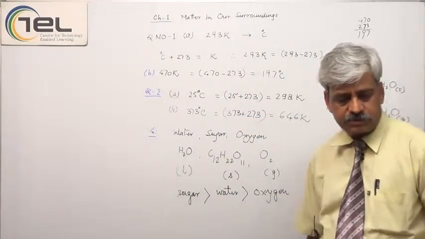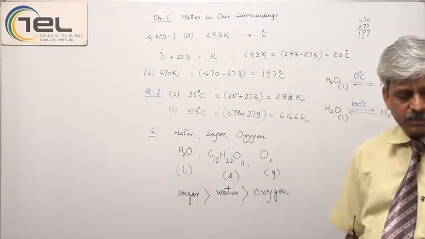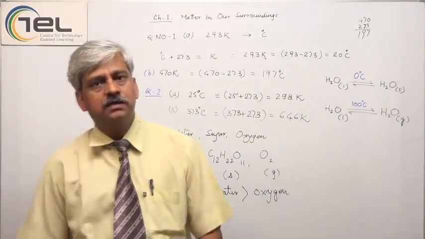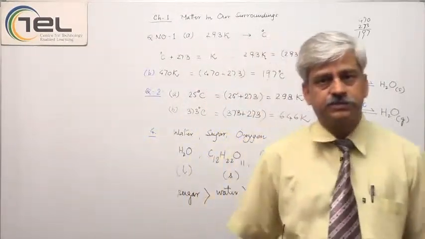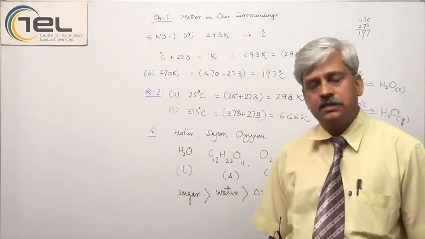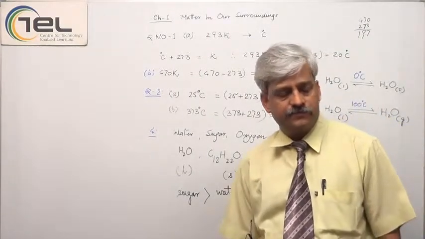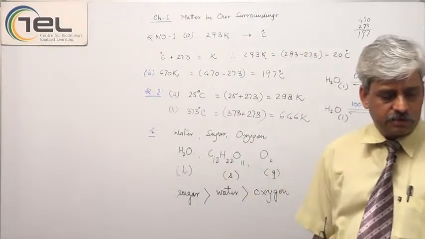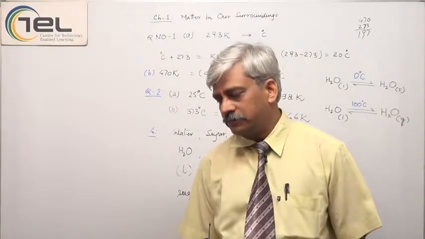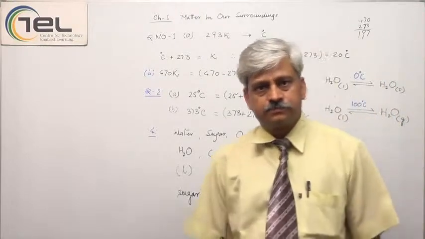Then in question number 6, give 2 reasons to justify water at room temperature is liquid. So we have to give the reason now why water is liquid at standard room temperature conditions. For anything to be a liquid or a gas, we have discussed already that the intermolecular forces are responsible. So in case of water at room temperature, that means at 25 degrees Celsius, the intermolecular forces of attraction are moderately high and therefore it exists in the liquid state.